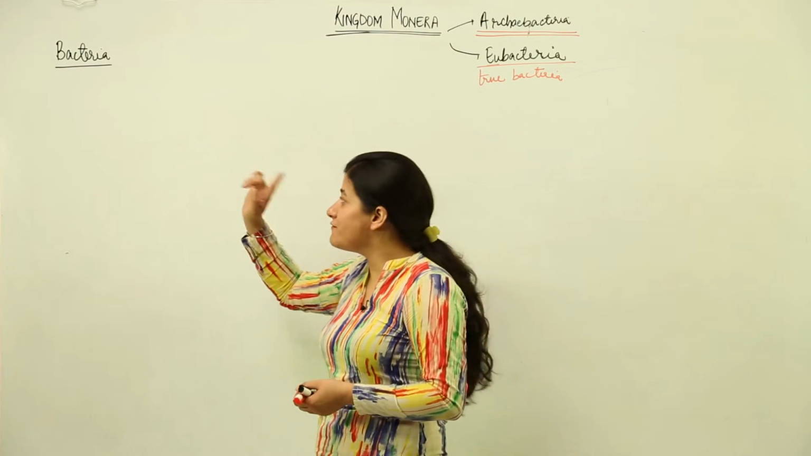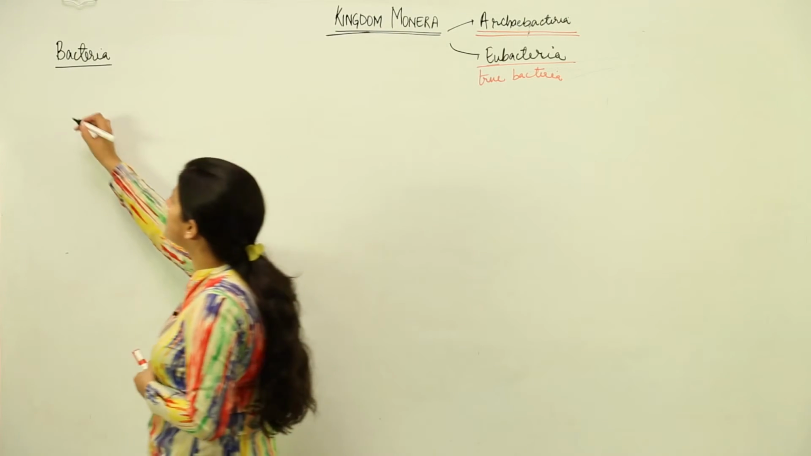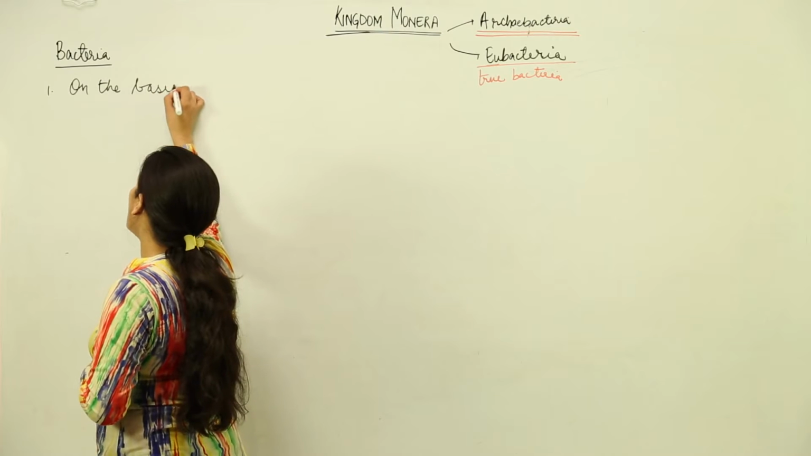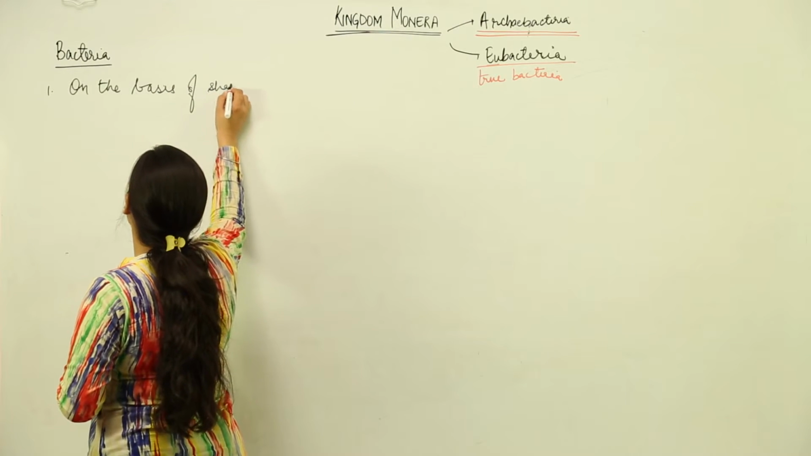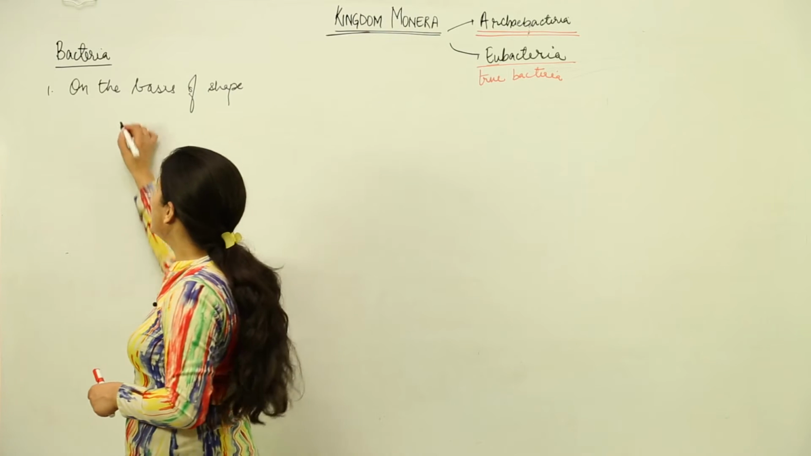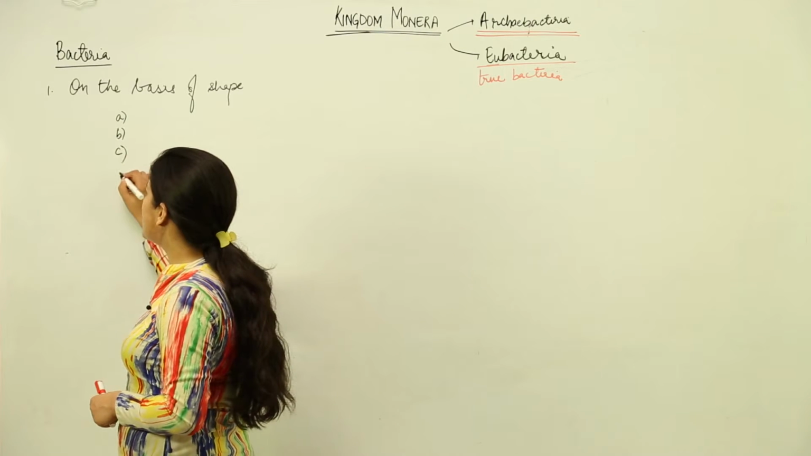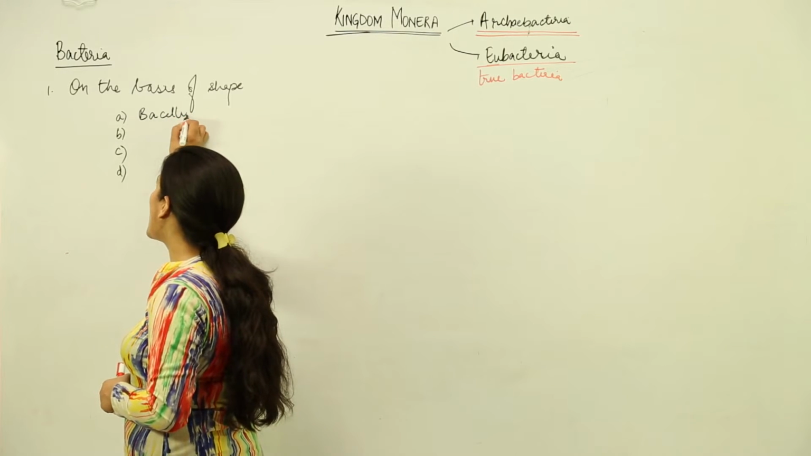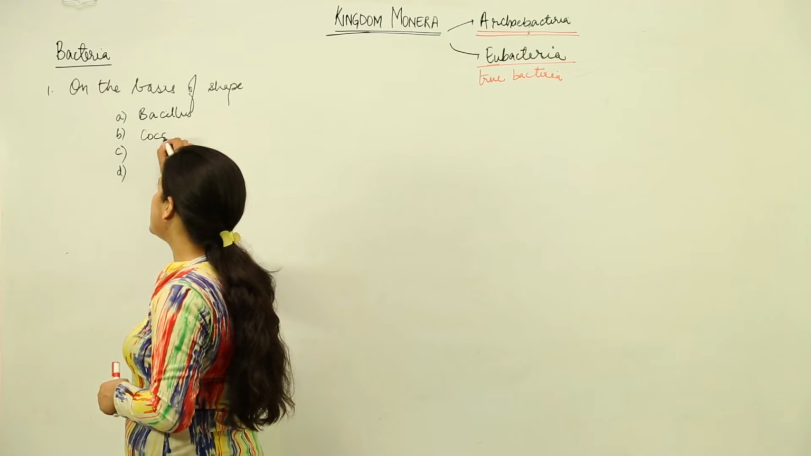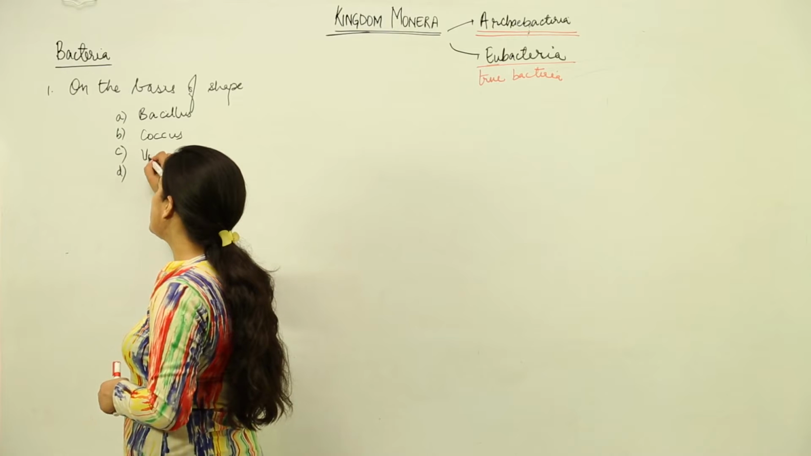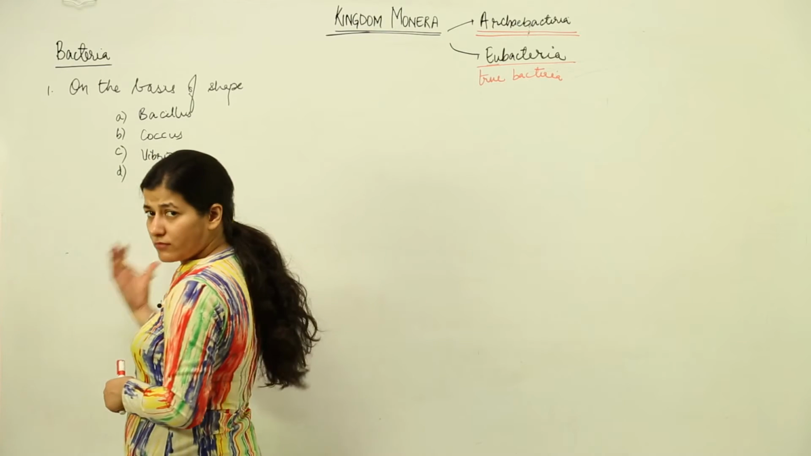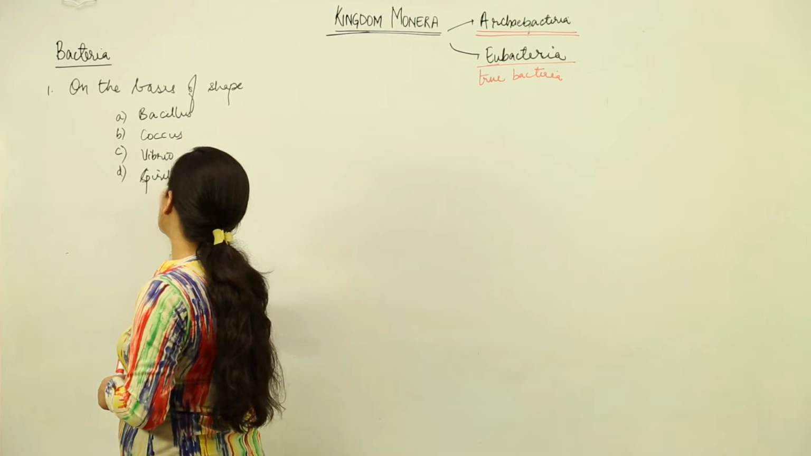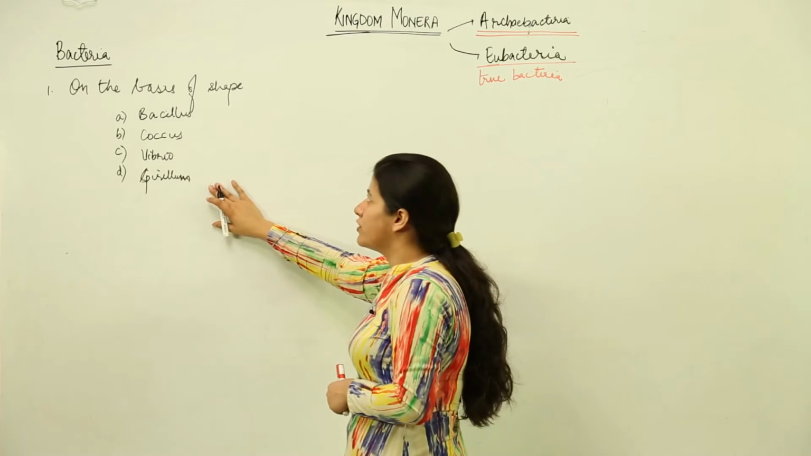how the bacteria would be classified. The first classification that we do is on the basis of shape. On the basis of shape that the bacteria has, we have 4 types of bacteria. This you have done in your childhood classes also, so I am just going to recall the terms. One is bacillus, that means rod shaped. Second is coccus, that means spherical. Third is vibrio, that is comma shaped, and last is spirillum, that is spiral shaped. So these are the 4 shapes that we have.